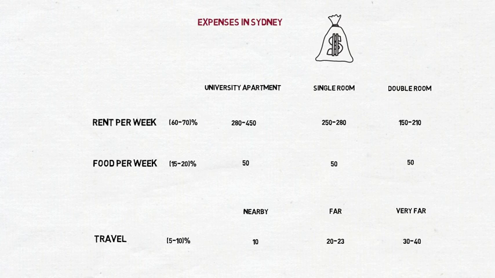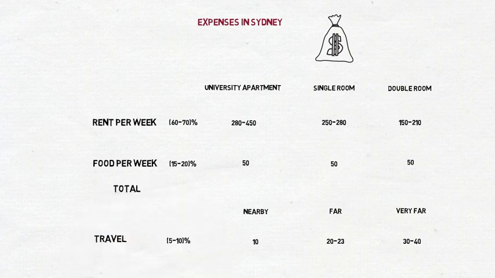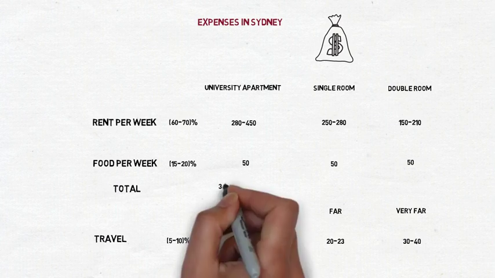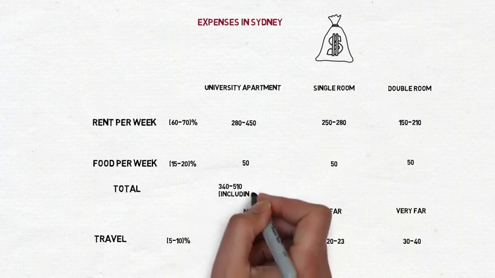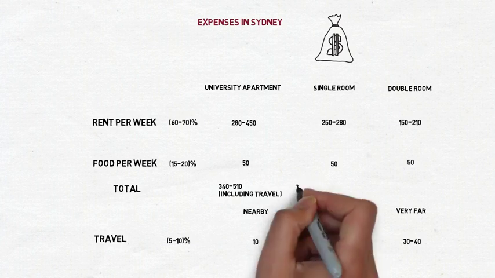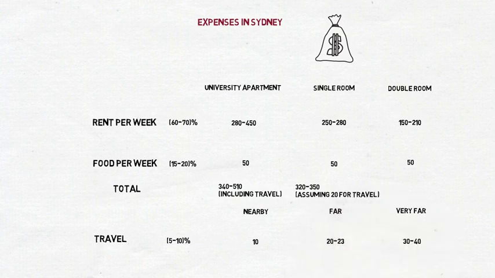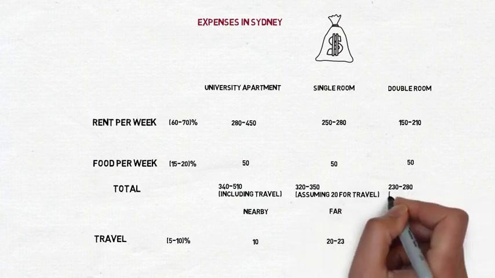So considering the total amount, I'm not including the travel, because it depends on whether you're living on campus, nearby, or far from the uni, so you can add that later. Total excluding the travel, for the uni apartment, it's gonna cost you $340 to $510. For the single room, it's gonna cost you $320 to $350. And if you're living in a double room, it's gonna cost you around $230 to $280 per week.